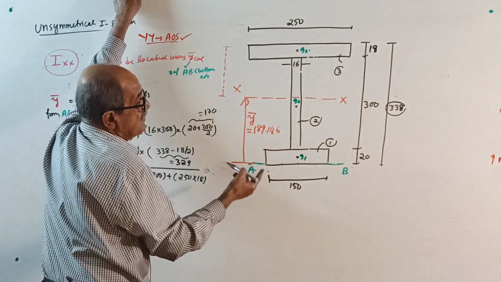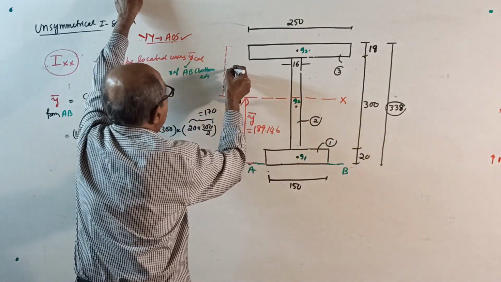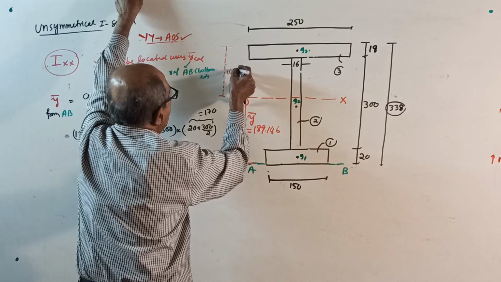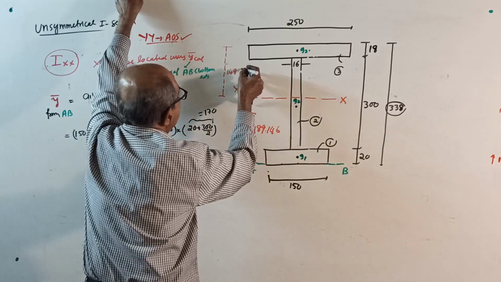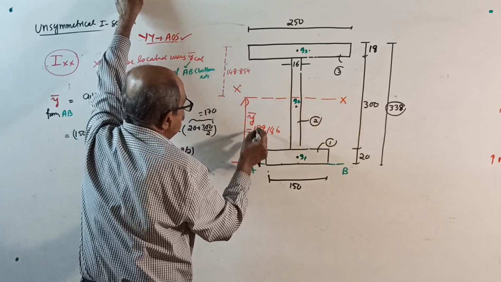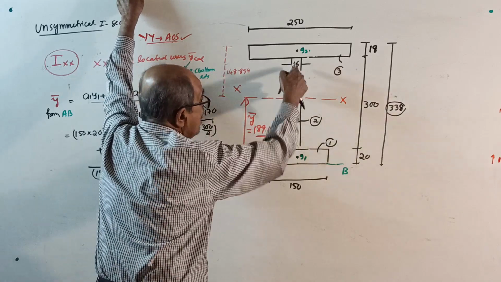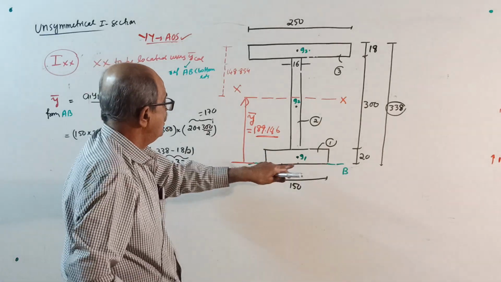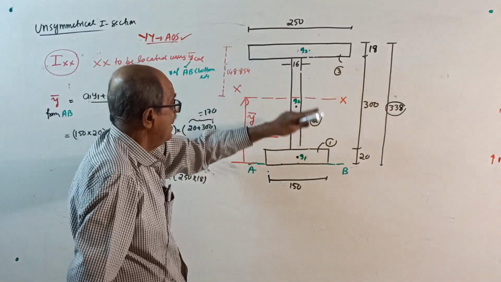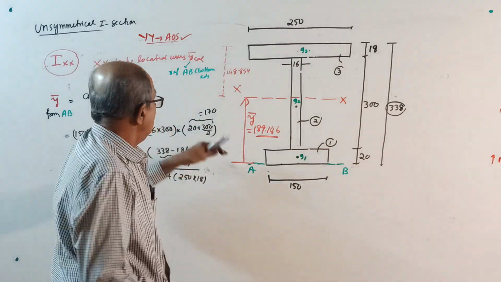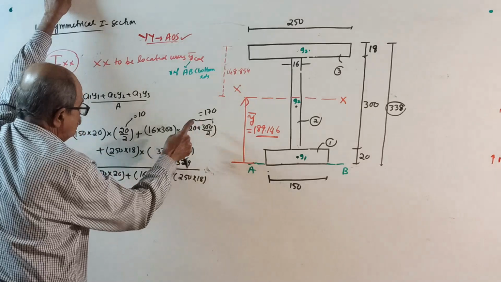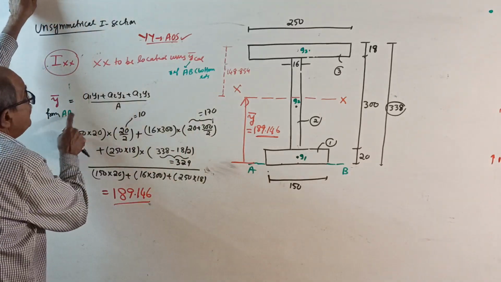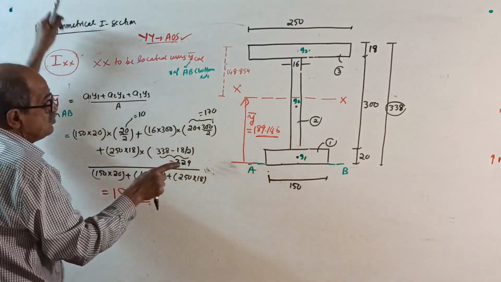That will be from 338 subtract, it will come 148.854. No. You should use this number, 189.146, now. For all the three, this Y bar you have to use. See, your Y1, Y2, Y3 are all from AB, and Y bar also is from AB.